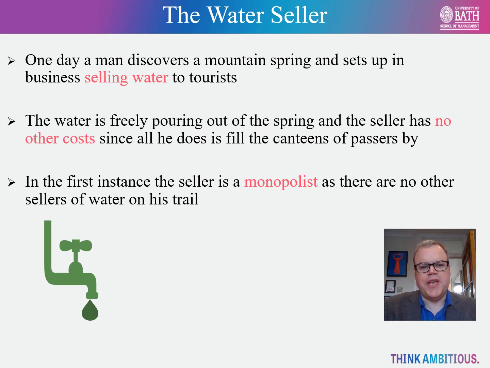The Cournot story is as follows. One day, a man discovers a mountain spring and thinks this is a great business opportunity, and so he sets up a store selling water to tourists. The water itself is freely flowing out of the spring, and the seller has no other costs since all he does is fill the canteens of passers-by. Initially then, our seller is a monopolist, as there are no other sellers of water on this particular trail.